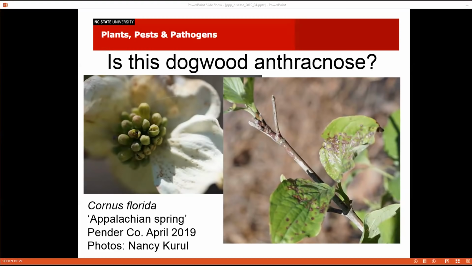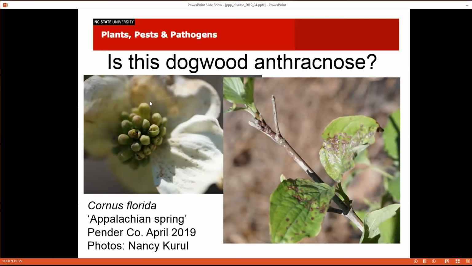So as you can see, we have a split again, but a little bit more lopsided toward the nose. And in fact, the nose are correct. This is not dogwood anthracnose, which has a name, unfortunately, very similar to the name of what this is, which is spot anthracnose of dogwood.